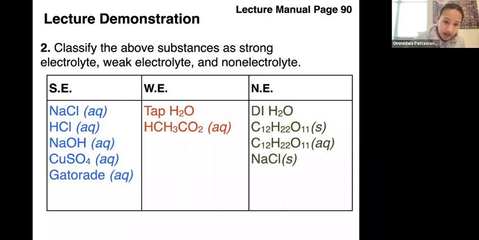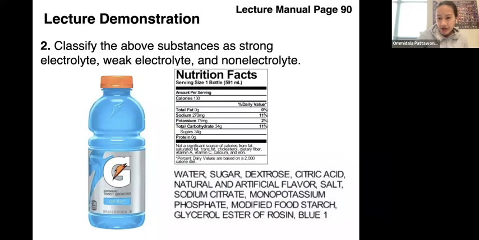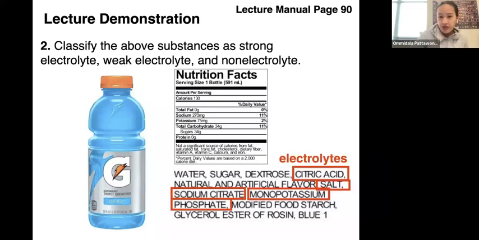Whether they are strong electrolyte or weak electrolyte, you are going to learn how to classify that in Chem 123. So for now, just know that whenever you see an acid, it is going to be an electrolyte. In this case, citric acid, so an acid is going to be classified as an electrolyte along with salt and other ionic compounds as well.